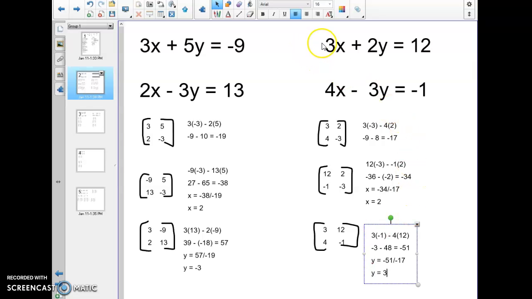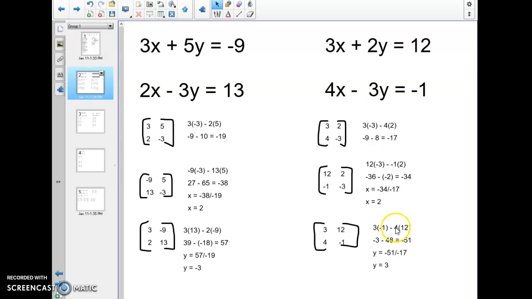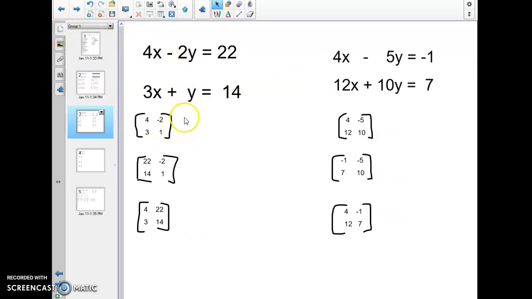You check it. 3 times 2 is 6. 2 times 3 is 6. 4 times 3 is 12. 4 times 2 is 8. 3 times 3 is 9. 8 minus 9 is equal to negative 1. So if when you put the numbers in it works out, there's a good chance you did it right.